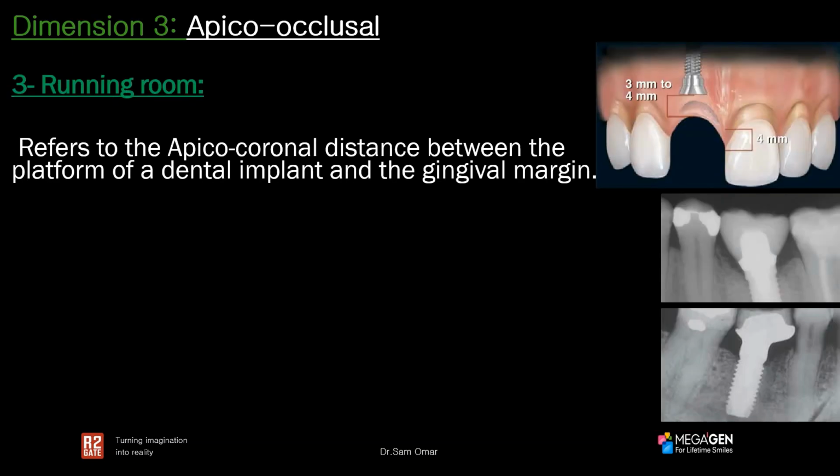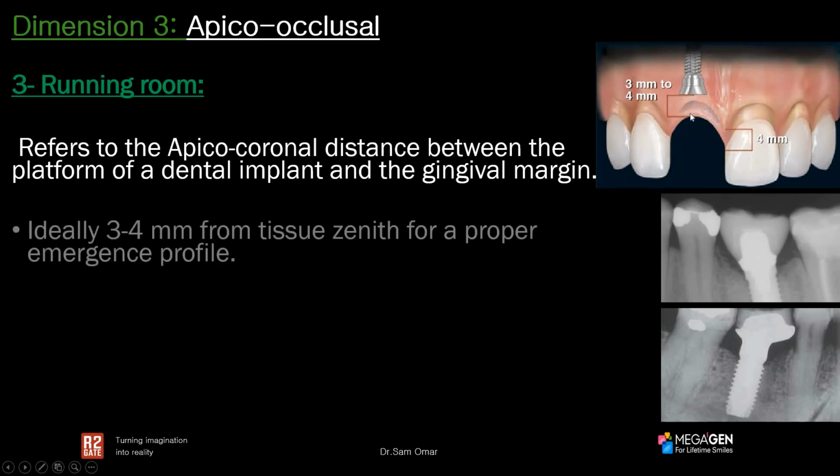Also running room, and running room refers to the apical-coronal distance between the implant platform and the zenith or the highest point of the gingival margin. This distance right here is what we call the running room. And ideally we should keep about 3 to 4 millimeters from the zenith of the soft tissue to make sure that we create a proper emergence profile, just like what we have in the picture in the middle on the right side right here. This is an image where we did respect the running room distance, and that's why we have a good emergence profile.